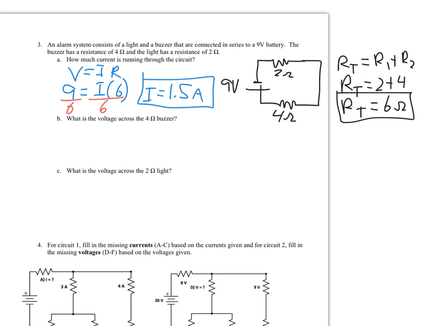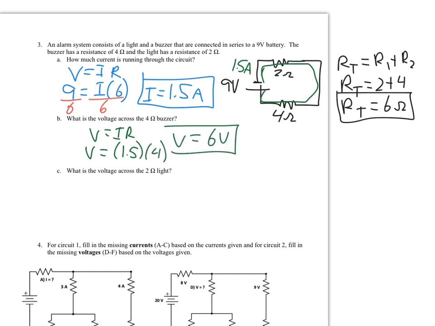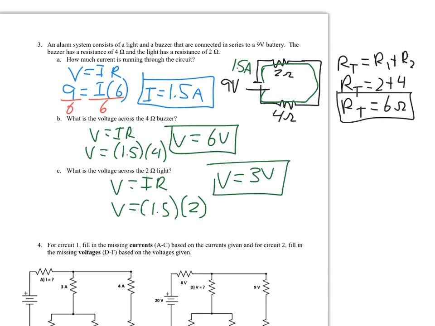From there, we can go ahead and find the voltage across the 4 ohm and the 2 ohm objects. Keeping in mind that 1.5 amps of current is going to leave the battery and go through both resistors here. So we can say V equals IR for each individual resistor. So it's going to be 1.5 amps times 4 ohms. So that means the 4 ohm buzzer gets 6 volts. And the 2 ohm light bulb, same thing, V equals IR, except now it'll be 1.5 amps times 2 ohms, and so we end up with 3 volts across the 2 ohm resistor.